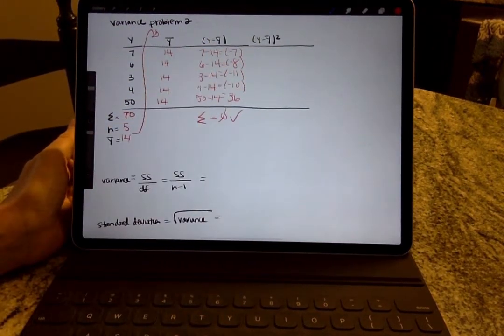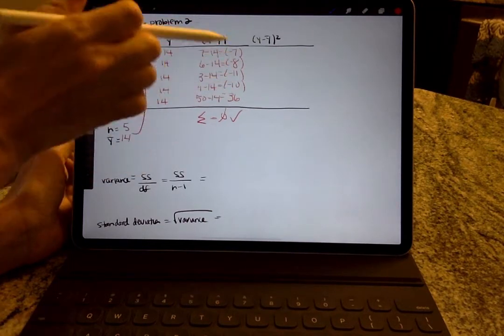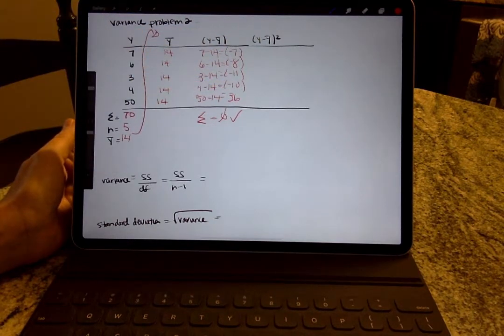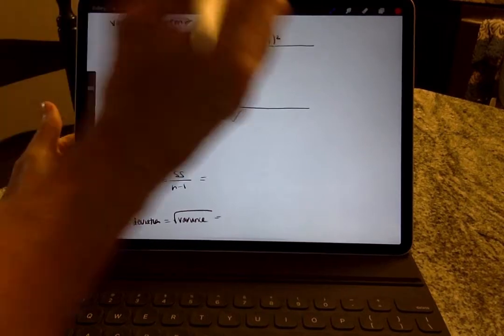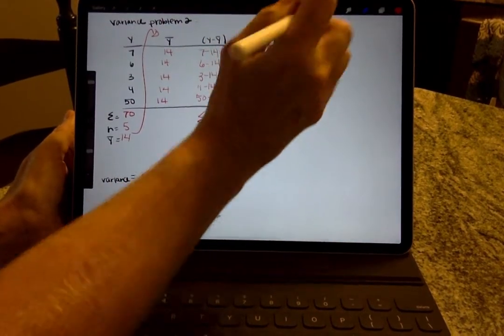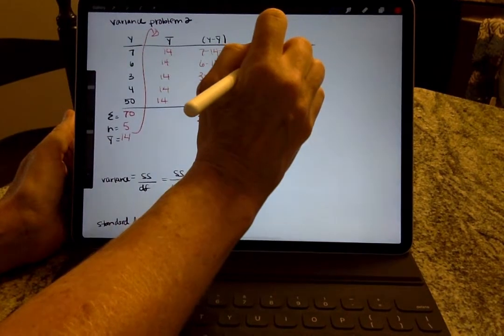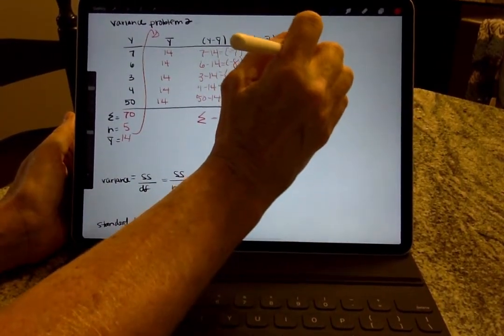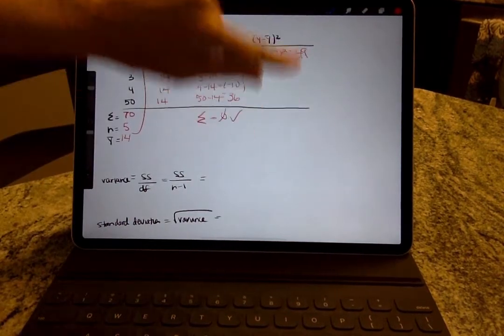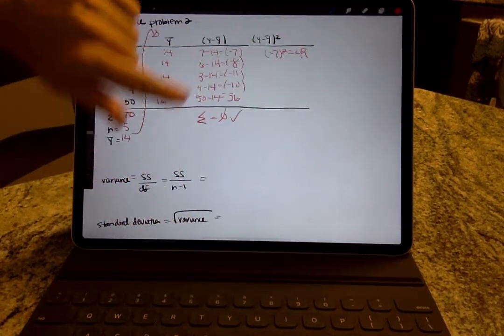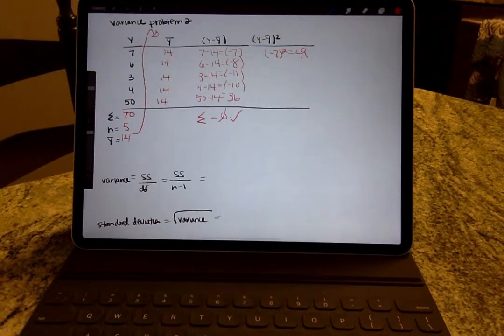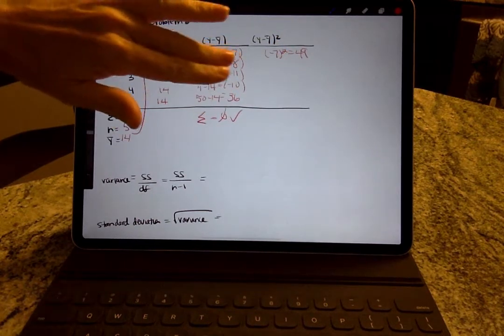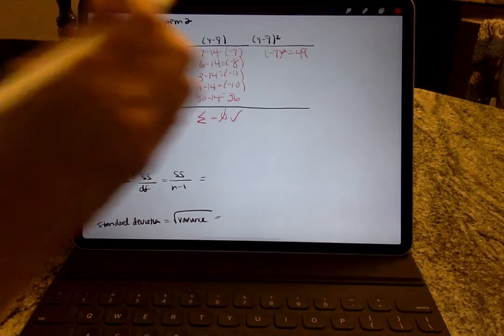So that checks out. The last thing we have to do in this table is take each one of these deviations and square them. So each one of those answers that we came up with in the third column, we're going to square. Negative 7 squared is positive 49. Remember, you're only going to have positive numbers in this last column. Any number squared is positive. So you're going to have negatives over here, but don't transfer the negatives over to that last column.